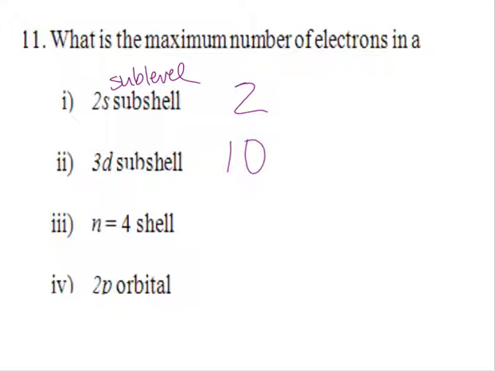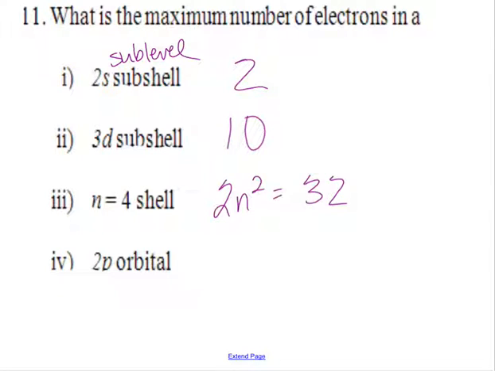The n equals 4 shell. How many electrons? That's an energy level. How many electrons? 2n squared. So that's equal to 32. Watch the language. 2p orbital. 2. In any one orbital, you're only going to hold 2 electrons. On any sublevel, you're going to hold as many electrons as the number of orbitals you have. Okay? So if you have a p sublevel, that's 3 orbitals, so that's 6 electrons. So you've got to watch the verbiage there. Okay?